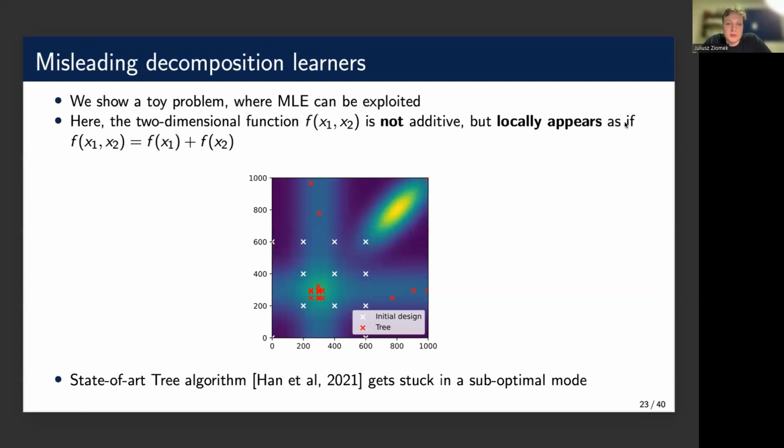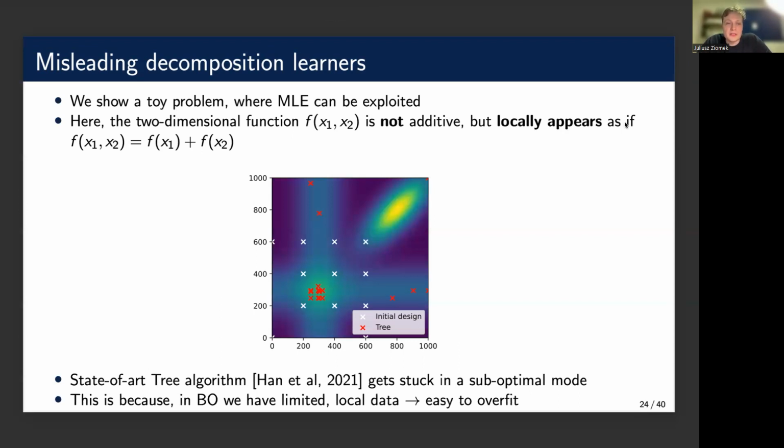And the state-of-the-art tree algorithm basically gets stuck in a suboptimal mode. That is the mode in the bottom left corner. So here we are basically showing with white crosses the initial design, so the initial points given to the algorithm. And with red points, I'm showing the points that were queried by the tree algorithm afterwards. Because the tree algorithm believed in the full separation, it never really explored this top right mode, so it never found the optimal solution.